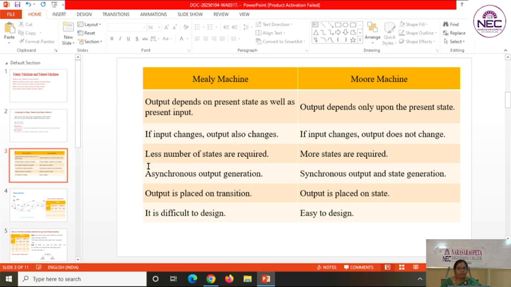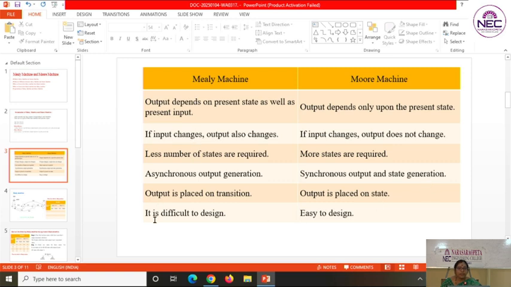In a Mealy machine, a smaller number of states is required. In a Moore machine, more states are required. In a Mealy machine, synchronous output generation. In a Moore machine, synchronous output and state generation.